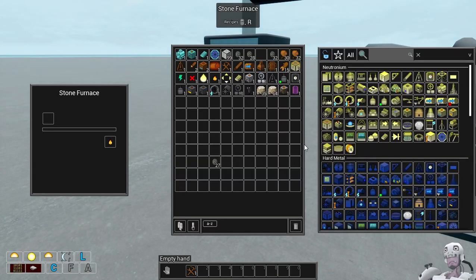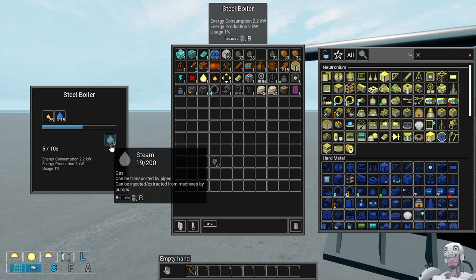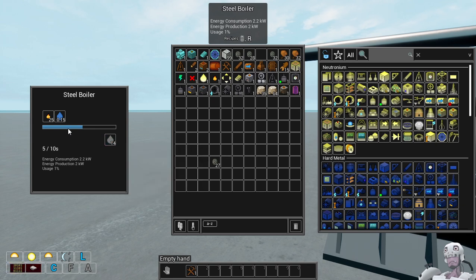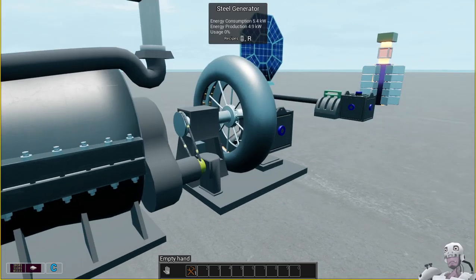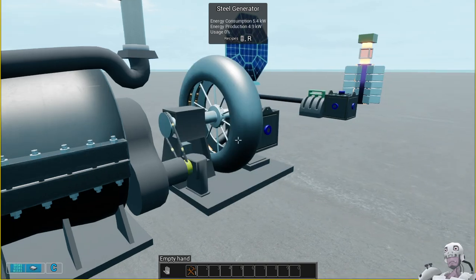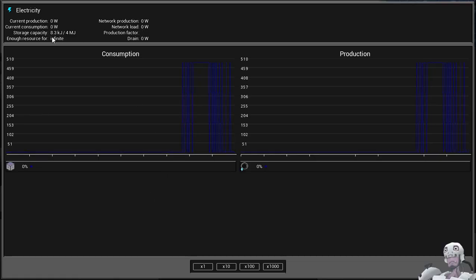Let's just wait a little bit. Fuel is out. Steam is almost exhausted. The turbine is stopping. Generator is not spinning. And we end up with 8.5 kilojoules of it.